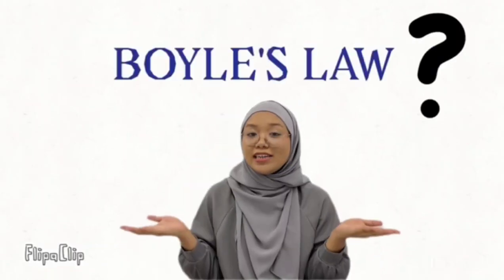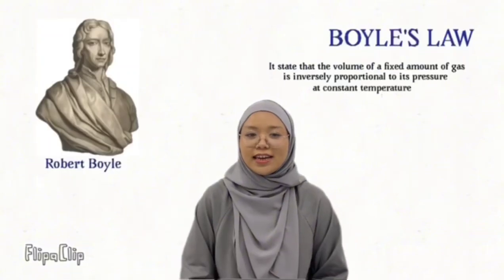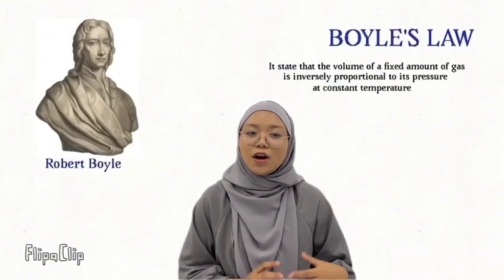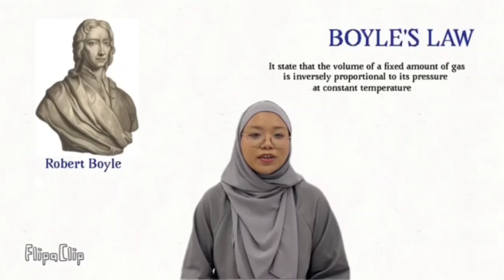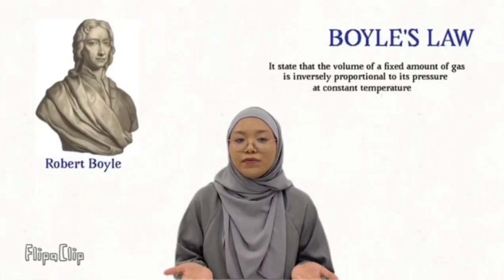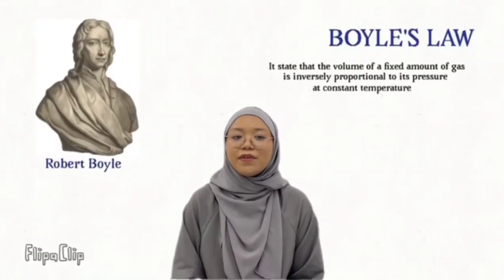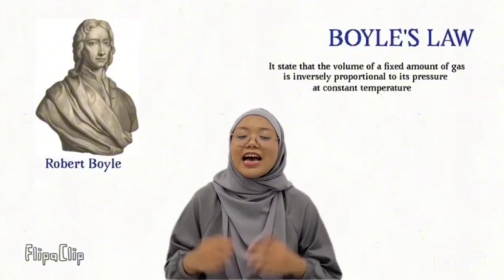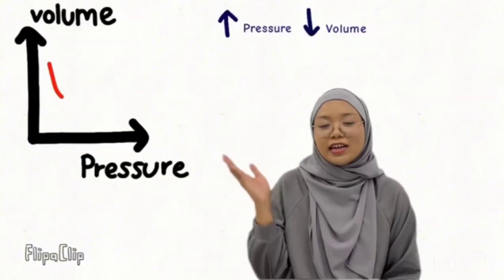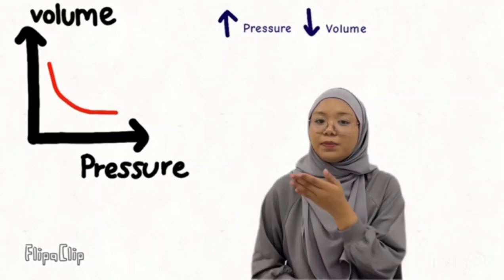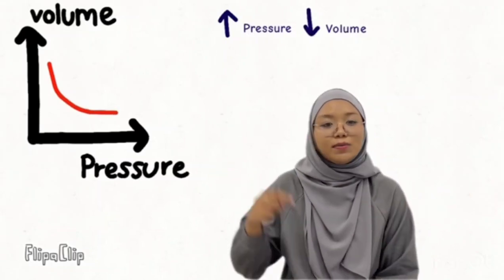Let's go. So what is Boyle's law? Boyle's law states that the volume of a fixed amount of gas is inversely proportional to its pressure at constant temperature. As one variable increases, the other decreases. This means as the volume increases, the pressure decreases. As you can see in the graph, as the pressure increases, the volume decreases.